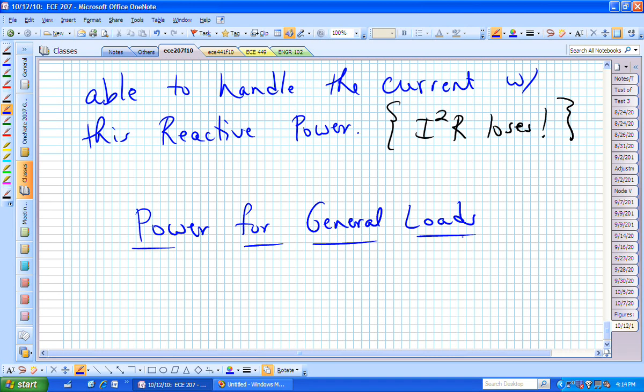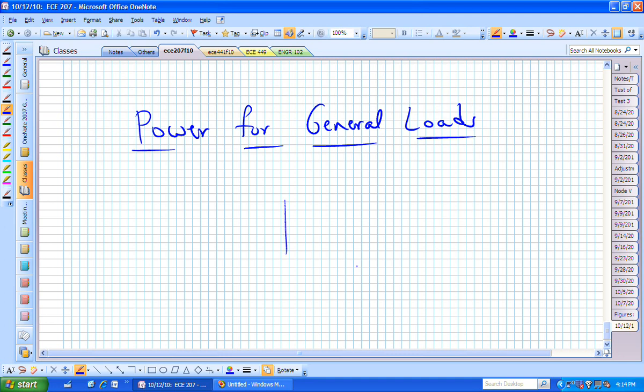A big industrial user might have a large number of motors. Here's the real part that they are using to drive their machines, but then there's some inductive component because of the motors. Let's say this is the imaginary part. I'm getting ahead of myself. Here's the imaginary part and here's the real part. They are actually going to have to pay for using both parts. There's the complex power.